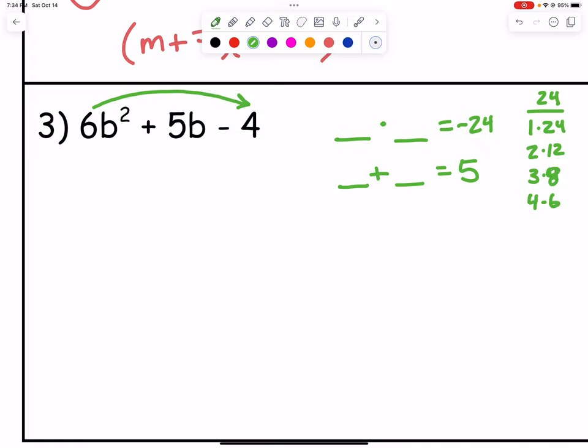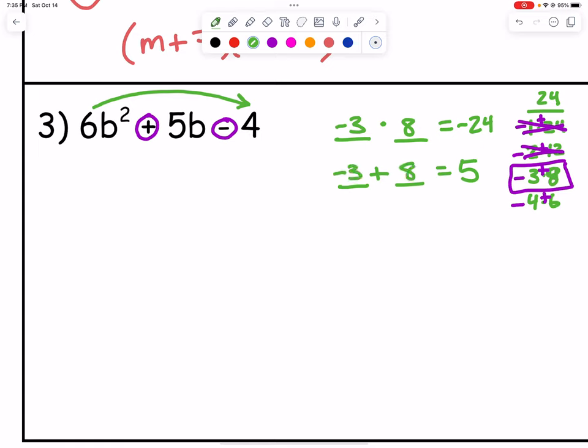So let's check out our signs. We have a negative sign for C, so our signs are going to be different. And our largest number needs to be a positive. So if I make it so that the larger number out of these two is the positive one, which one would make the most sense? So if we want to add up to 5, then the negative 3 and the 8 definitely makes the most sense. So negative 3 times 8 gives us negative 24, and negative 3 plus 8 gives us 5.